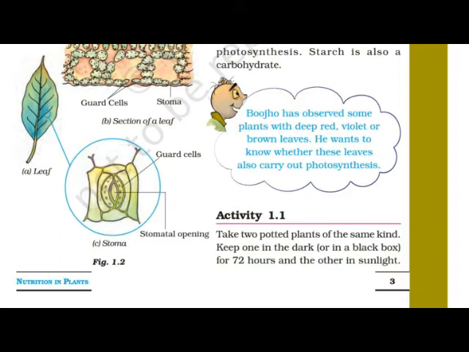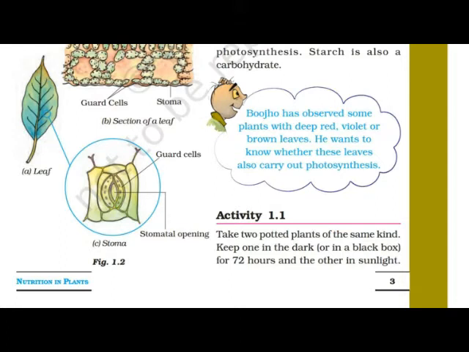Take two potted plants of the same kind. Keep one in the dark or in a black box for 72 hours, that is for 3 days, and the other in the sunlight. Perform the iodine test with the leaves of both the plants as you did in class 6. Record your results. Now leave the pot which was earlier kept in the dark in the sunlight for 3 to 4 days and perform the iodine test again on its leaves. Record your observations in your notebook.